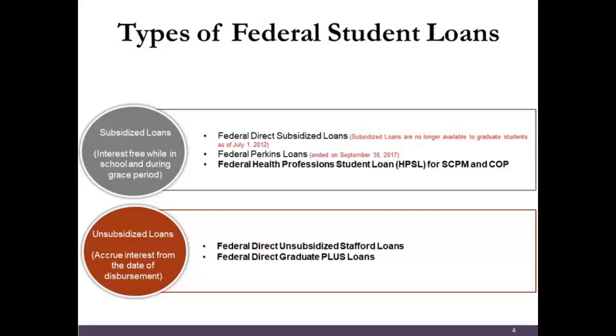The only one that we still have that's a 5% loan is the Federal Health Profession Loan, also known as the HPSL, but that one is need-based, so not everyone gets approved for it, and it's only for podiatry and pharmacy students. That loan is interest-free while in school and during the grace period. So that's basically the only subsidized loan that you can get, unless you're getting some type of institutional loan and you're a medical student. There are other institutional loans that work the same way, but since we're talking about federal ones here, I'm not really mentioning those. These are just federal loans.